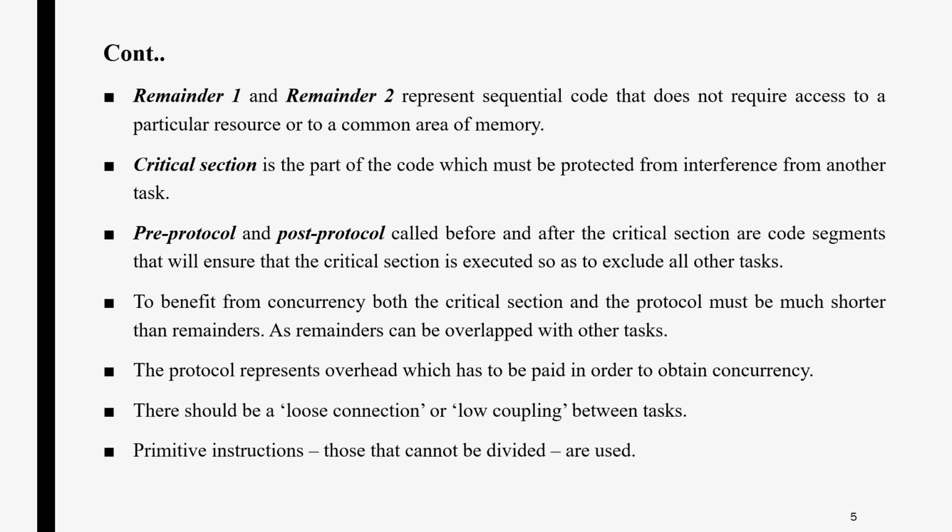So this protocol represents an overhead which has to be paid in order to obtain concurrency, and there is a loose connection between one task and another task. That's why we are going for mutual exclusion. In this, a primitive instruction is used, which cannot be divided.